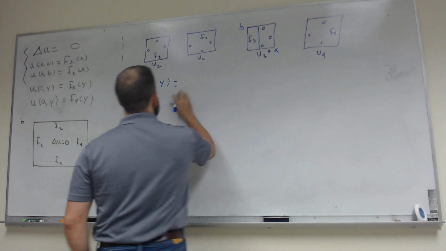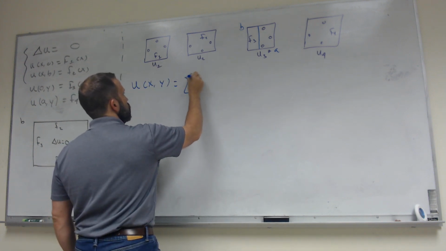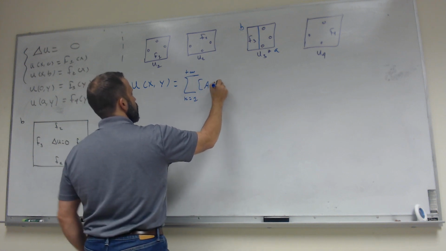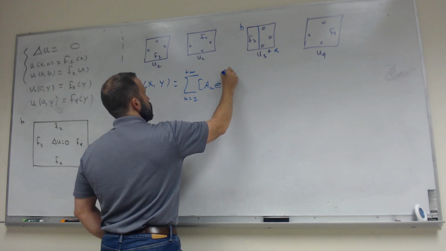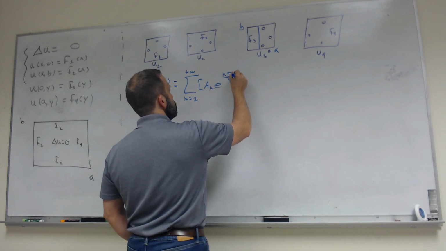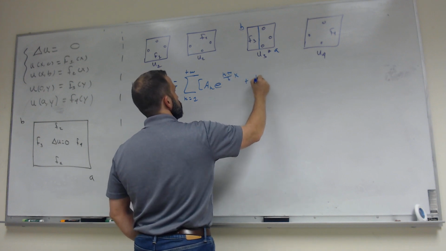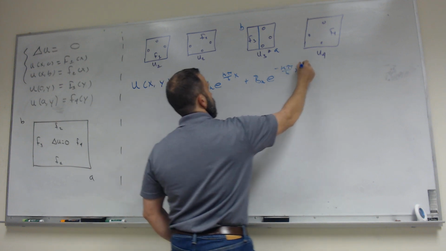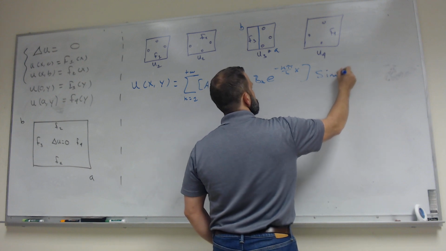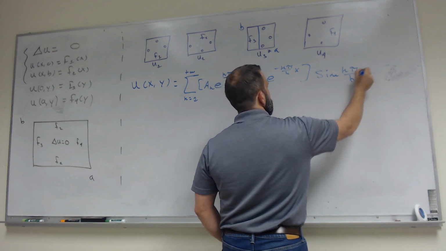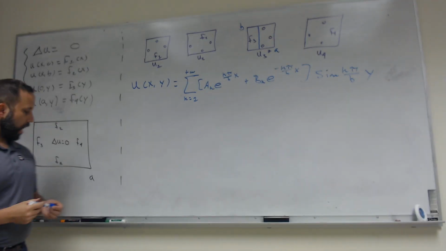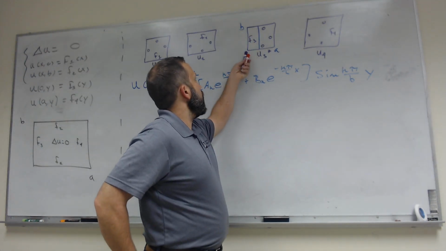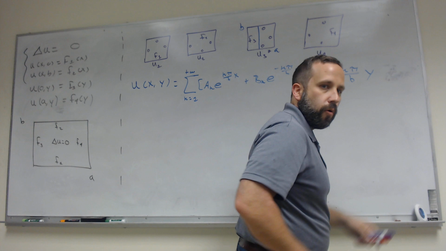So u of x y is the sum k equals 1 to infinity of a k e to the k pi over b x plus b k e to the minus k pi over b x, times sine of k pi over b y. Alright, now we want to determine what the a k's and b k's are, and we're going to use our conditions on the left hand line segment and the right hand line segment to do that.